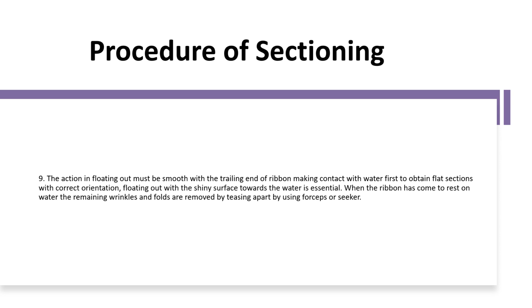When the ribbon has come to rest on water, the remaining wrinkles and folds are removed by teasing apart or by using forceps or seekers. So this is all about the rotary microtome and the procedure of sectioning.